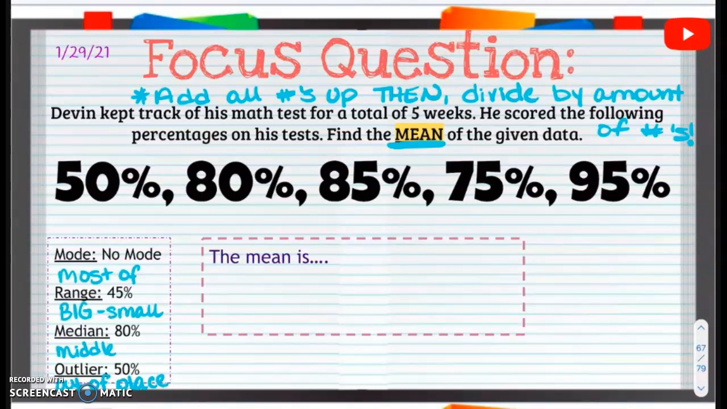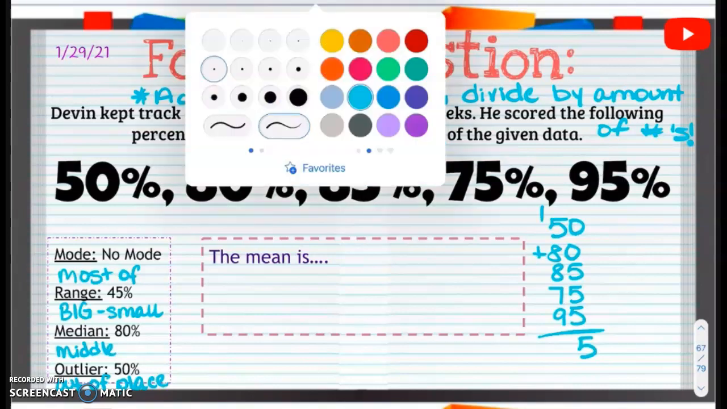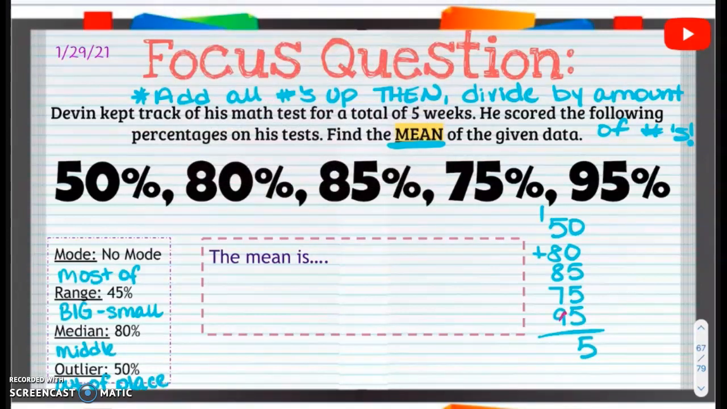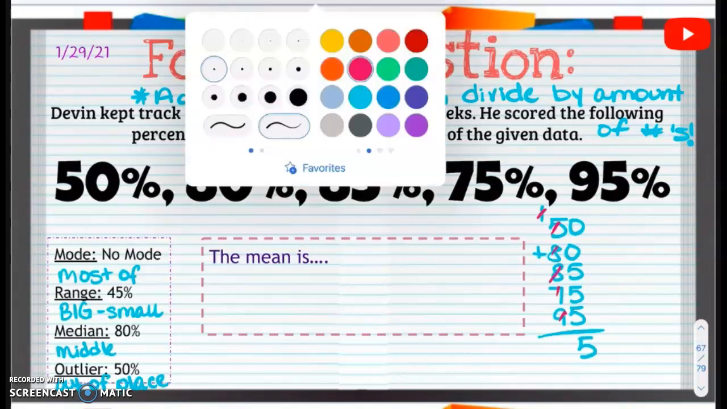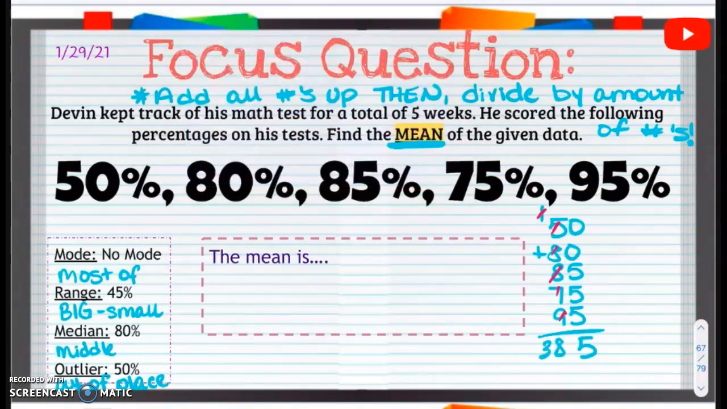So we have 50 plus 80 plus 85 plus 75 plus 95. All right, so when we add them up, 5 plus 5 is 10, 9 plus 1 is 10. That's 10, and then I have 15 and 22, 38. So 38 there, so 385.